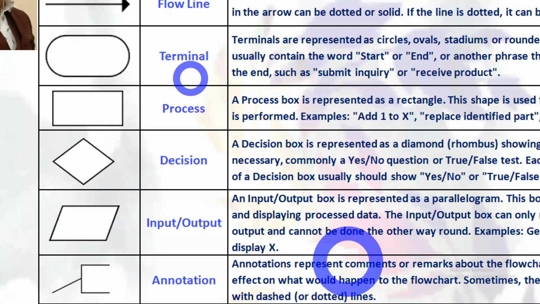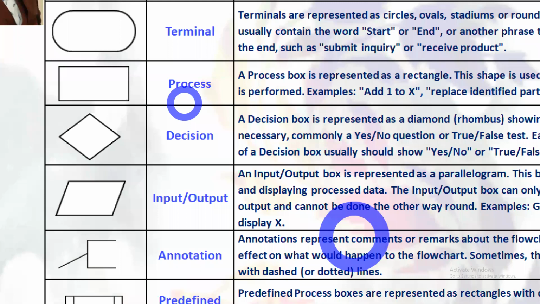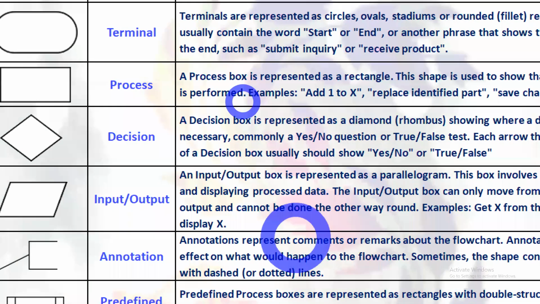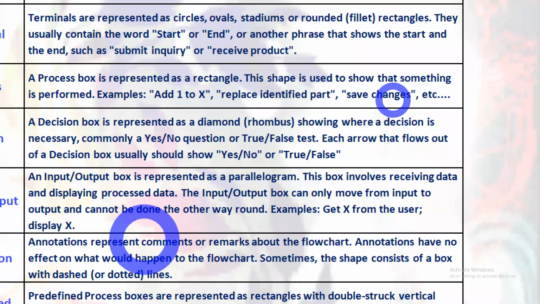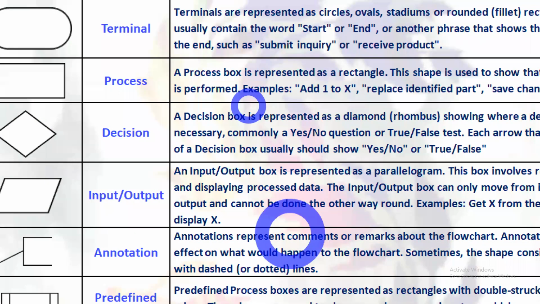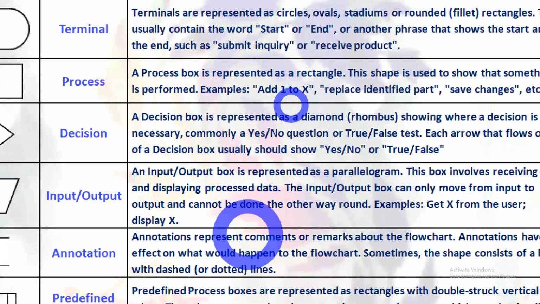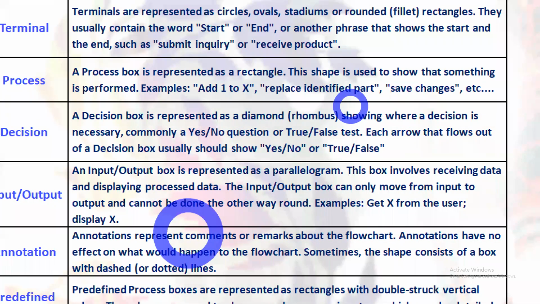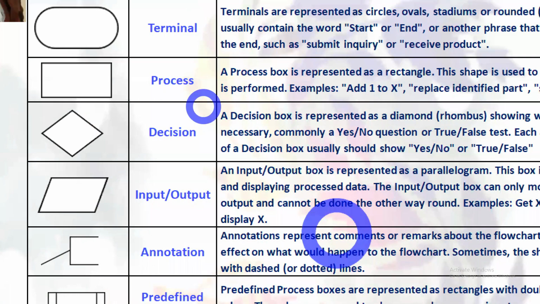Okay. Next, process. This rectangular box represents a process. A process box is represented as a rectangle. This shape is used to show that something is performed, for example, add 1 to X, or replace identified part, or save changes. These kinds of process operations are represented by a rectangular box.